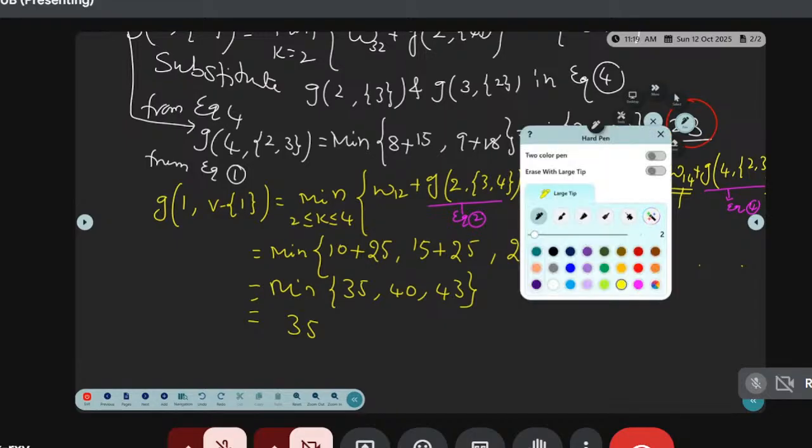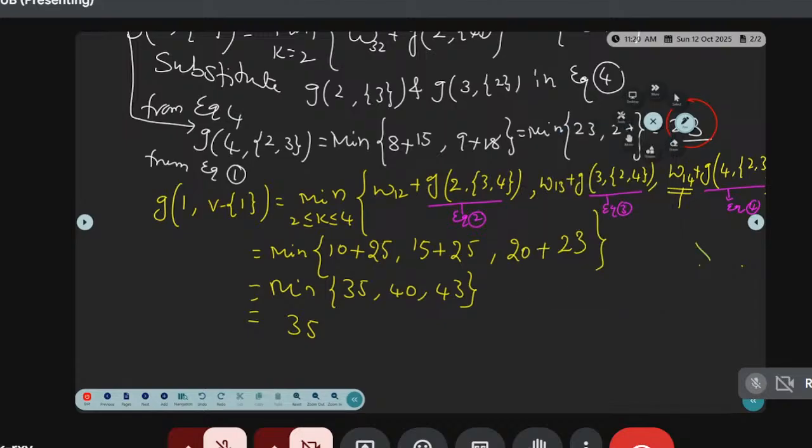Here is the backtracking. See here, this is the minimum cost, 35. In this equation 1, we consider 3 parameters: first parameter, second parameter, third parameter. First parameter says that you have to travel from 1 to 2. We are considering the first parameter as the final value. It says that your assumption is, if you travel 1 to 2, that is final.